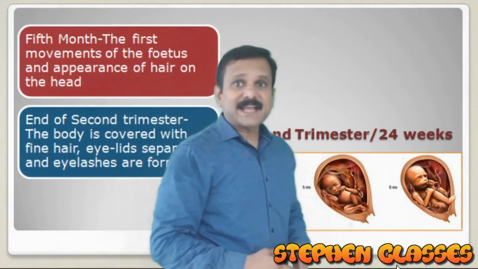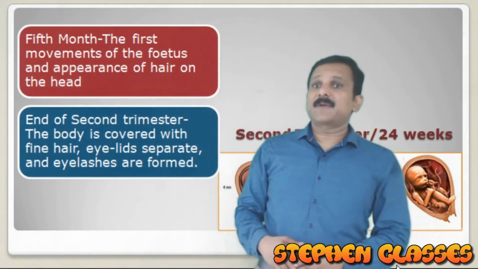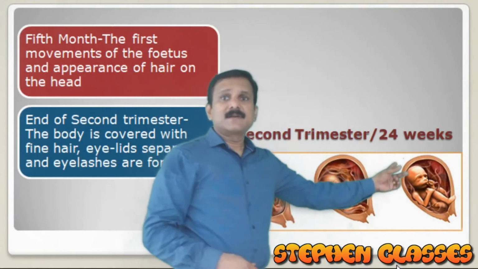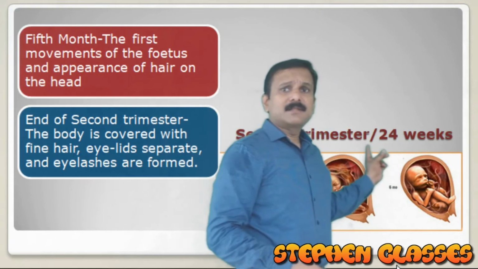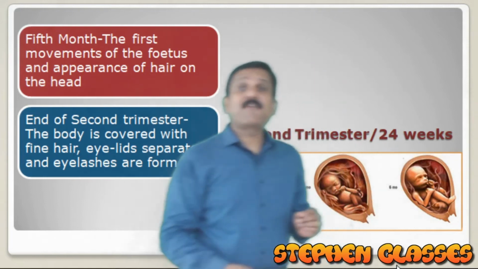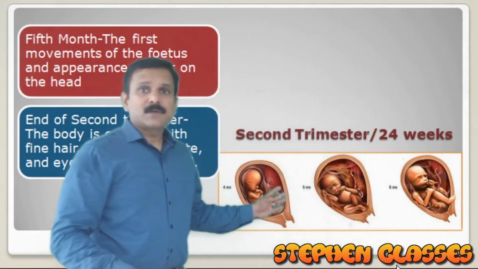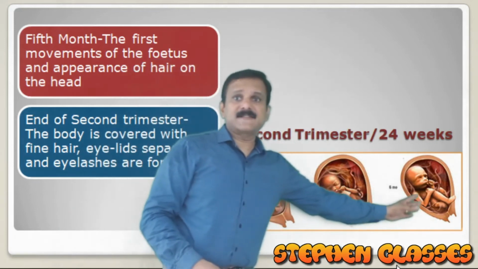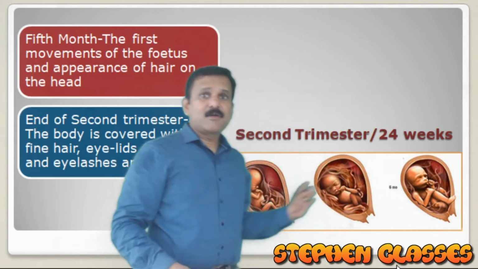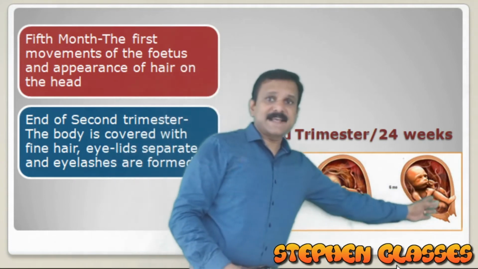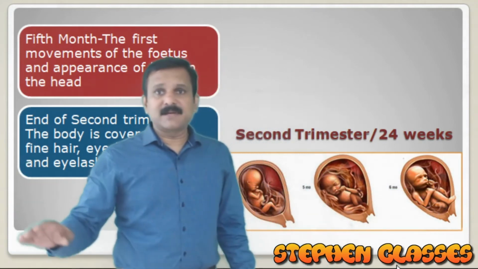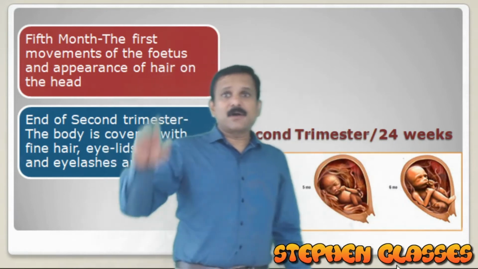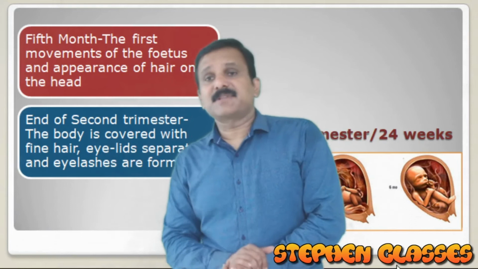Now we are going to discuss the second trimester. Ready? So second trimester, or you can call it after 24 weeks. When the second trimester is over, there will be completion of 24 weeks. So second trimester means 4th month, 5th month and 6th month. Is it clear? 4th, 5th and 6th month during the development of the fetus, we can call it the second trimester.